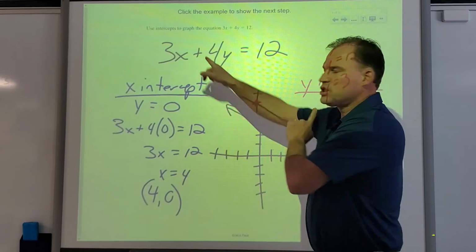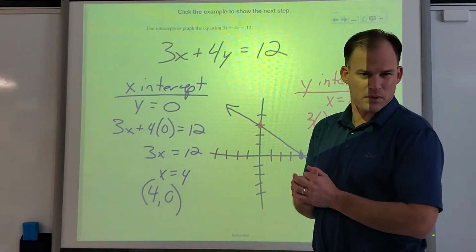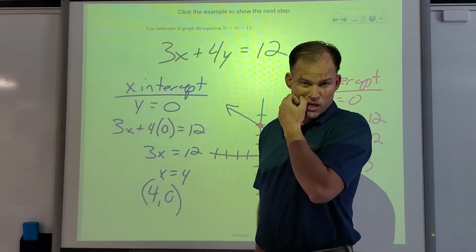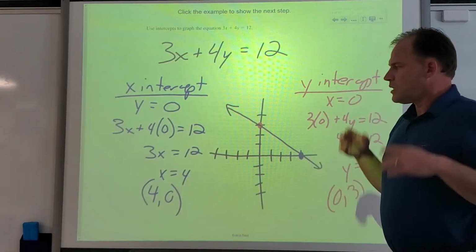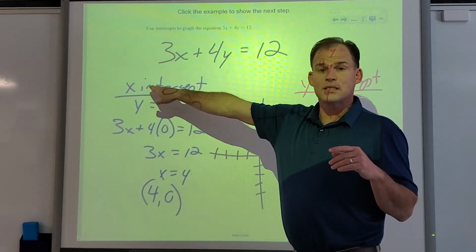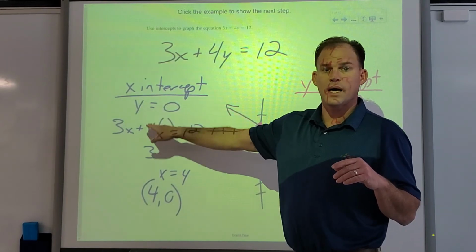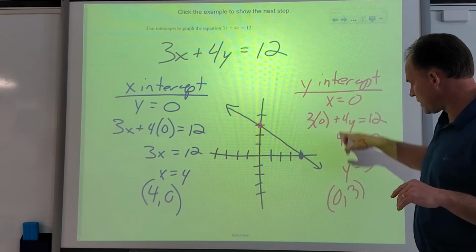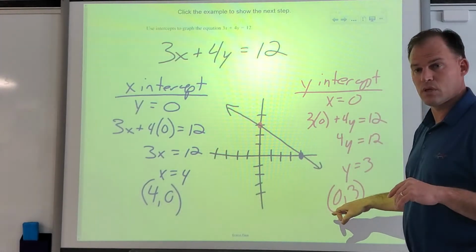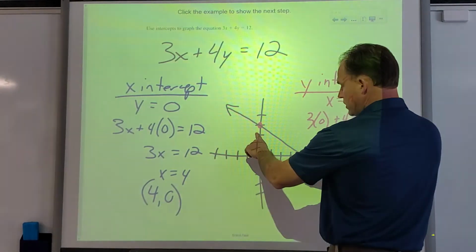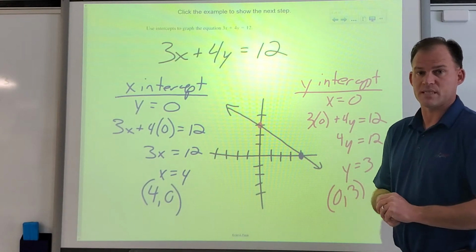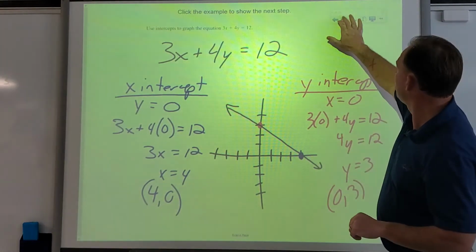A couple of things. It won't always just be the other number in the problem. Okay, it just so happens here. You can't just look at the other one. Okay, it doesn't work like that. X-intercept, 0 for y, solve. Y-intercept, 0 for x, solve. Graph your 2 points, draw the line between them. That's how you graph using intercepts.